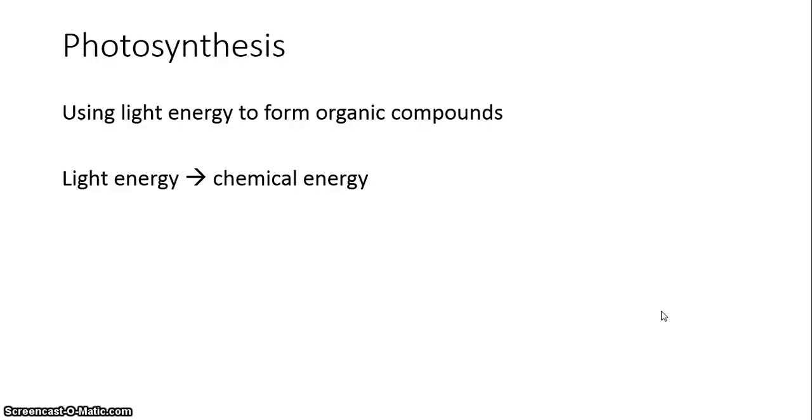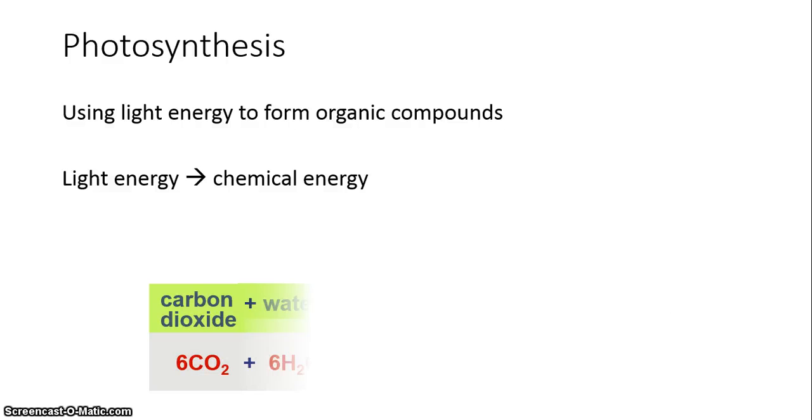Photosynthesis is just using light energy to form organic compounds, which are just stored chemical energy. It's a two-step process, so you go from light energy to chemical energy in the form of ATP and something called NADPH, similar to that NADH. And then from there, you go to a more stable form of chemical energy in sugars or organic compounds.